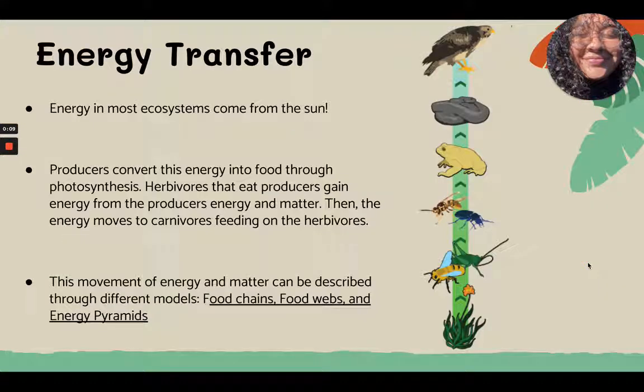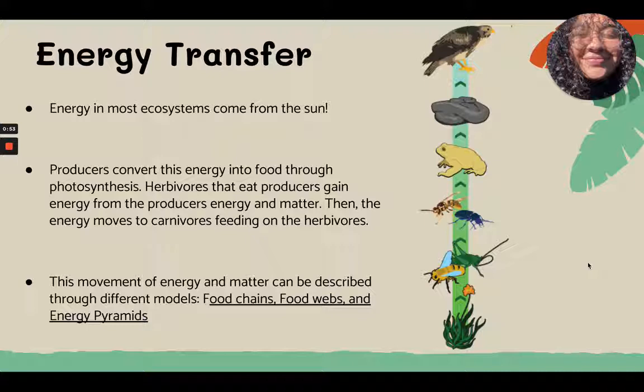Okay, so like we said in our last lesson, most of the energy in ecosystems comes from the sun. Producers convert this energy through photosynthesis into food. Then herbivores eat producers and gain that energy and matter. So they get their energy from producers. Then the energy moves to carnivores feeding on herbivores and other organisms. So it goes producers, and then herbivores eat those producers, and then carnivores eat those herbivores and other organisms.